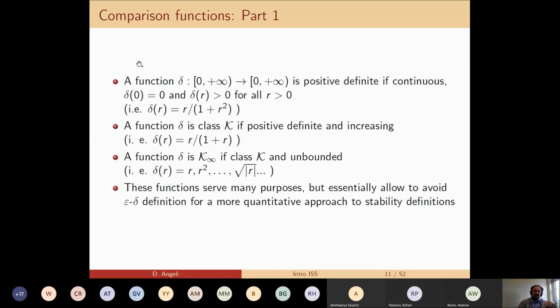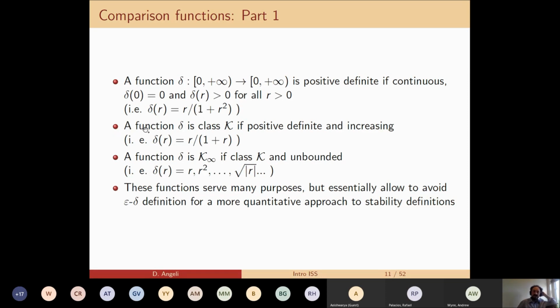The first type of comparison functions are of the following type. They are functions that map the non-negative reals to the non-negative reals, and they are said to be positive definite whenever the function delta here is continuous, 0 at 0, and positive for all r bigger than 0. For instance, the function r over 1 plus r squared fulfills all of these assumptions. It's continuous, 0 at 0, positive otherwise. So this is a positive definite function.